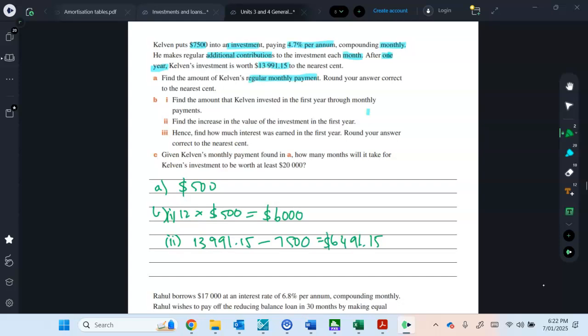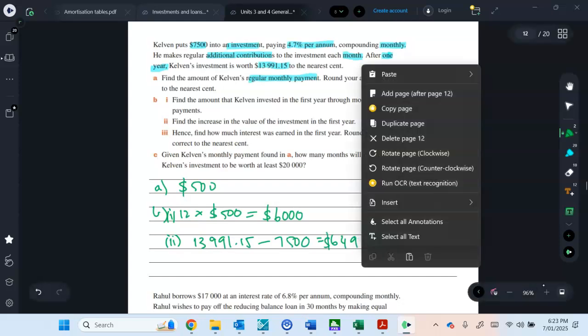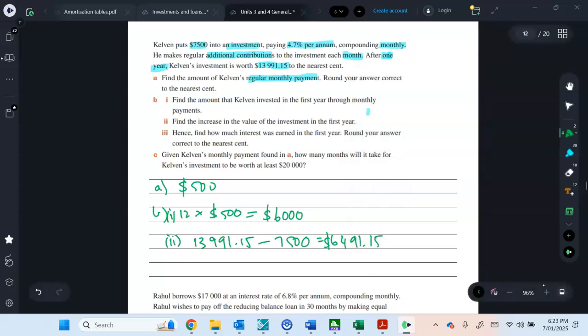Alright, so I might just tidy that up a bit. Get rid of that. Oh, excuse me. So that's how much it's increased by. So it's increased with that $6,000 that Calvin put in, but also the interest.